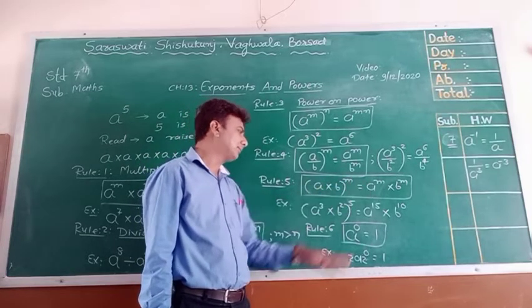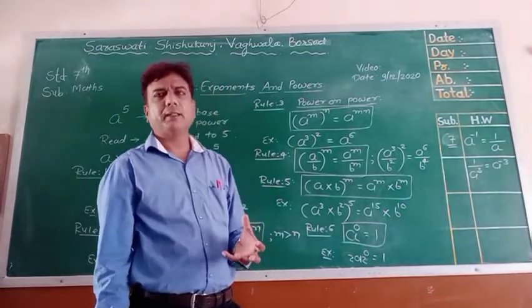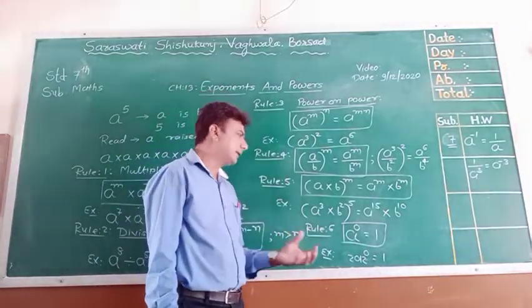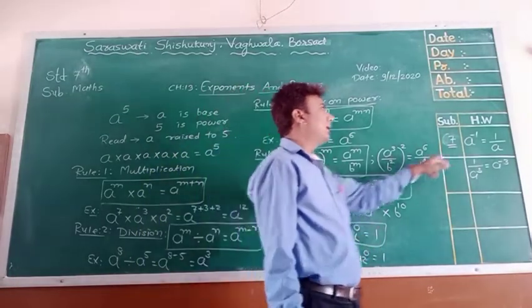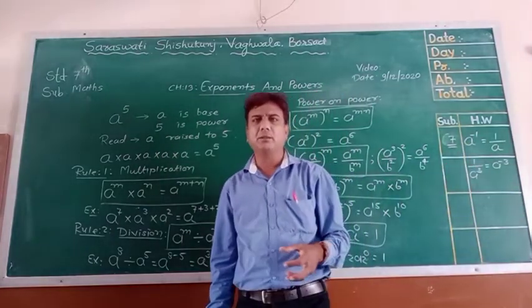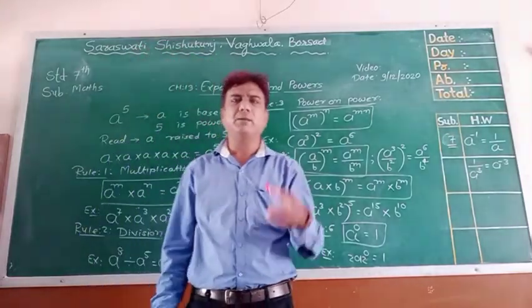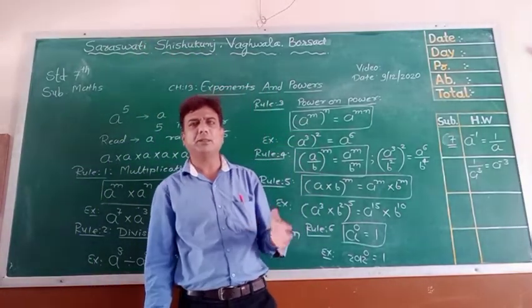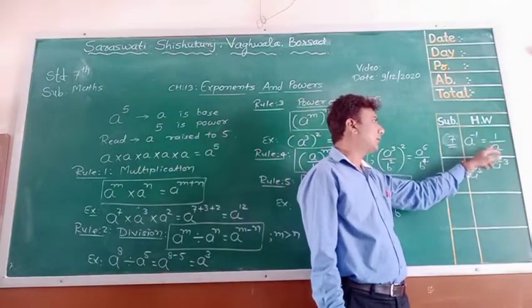and b. Rule number 6, any base power 0, that means its answer will always come 1. A raised to an inverse power given. If we want to convert this negative power into a positive power, that time we have to write 1 upon, so that power converts into positive. A raised to minus 1, so we can write 1 upon a.